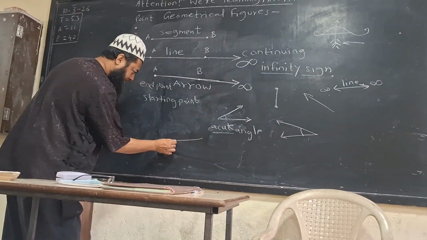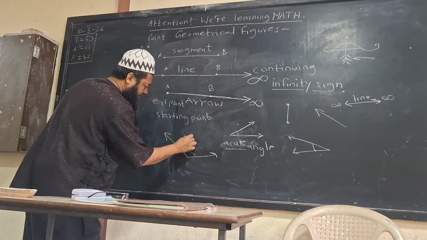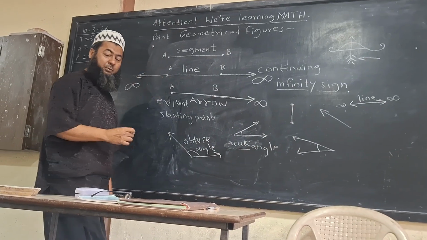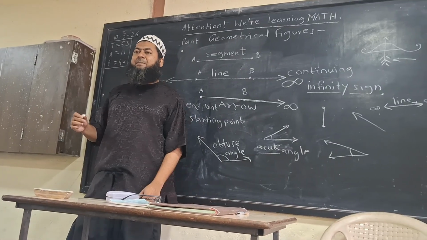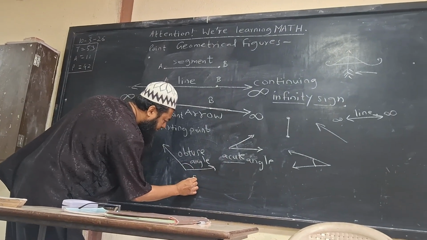What about this? Obtuse angle, more than 90, because this is more than 90. Okay. Now I am writing something. You tell me what I have written. What have I written?